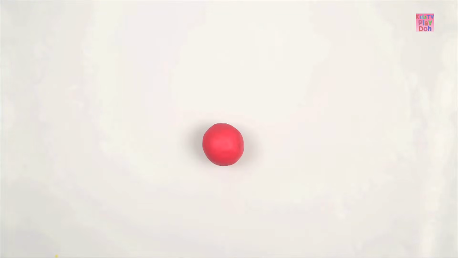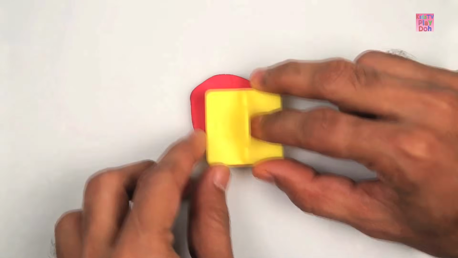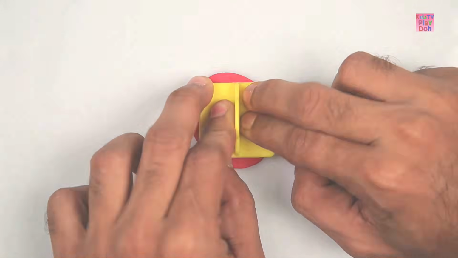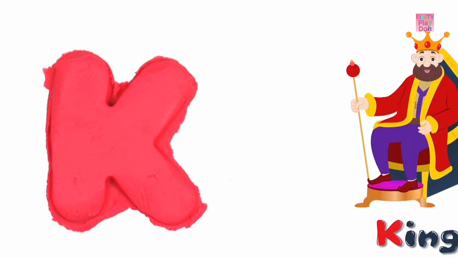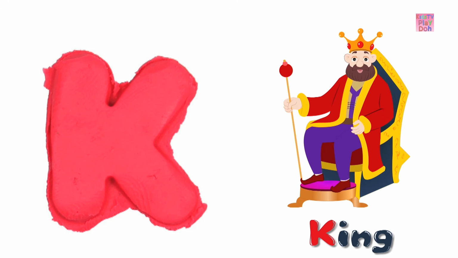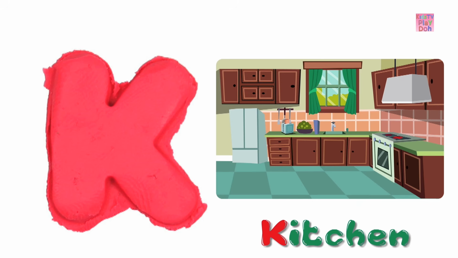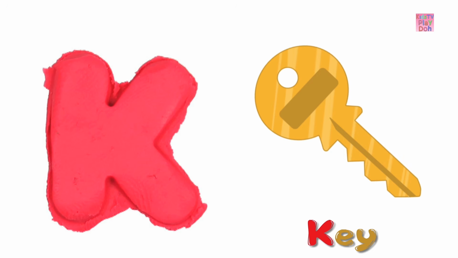Here comes the letter K. K. K is for kangaroo, kangaroo. K is for king, king. K is for kitchen, kitchen. K is for key, key.